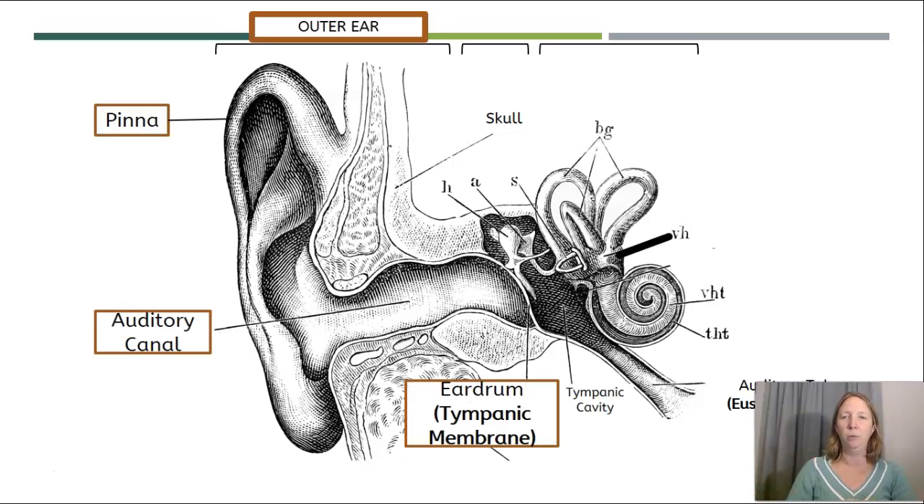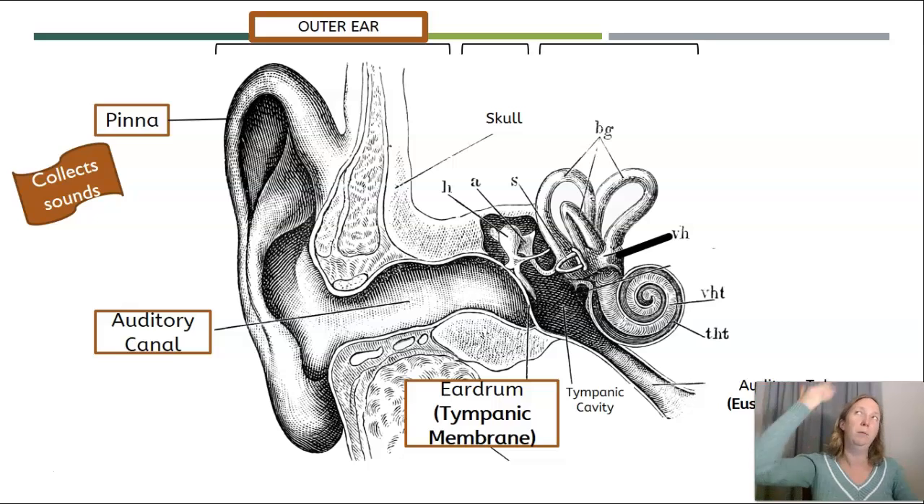So let's get started with the outer ear. The outer ear is made up of the pinna, auditory canal, and the eardrum, scientifically known as the tympanic membrane. You'll want to note that the pinna is the part that actually collects the sound. It takes all these sound waves and brings them into the ear.